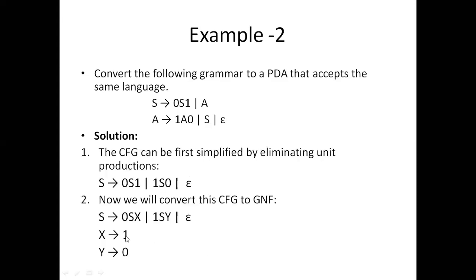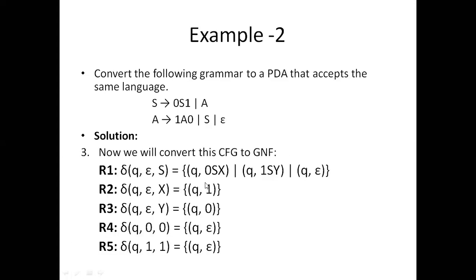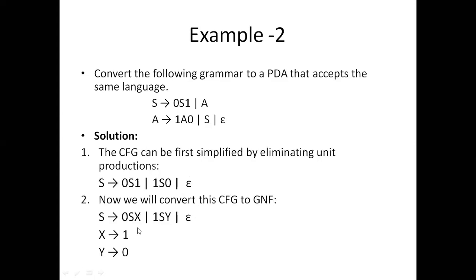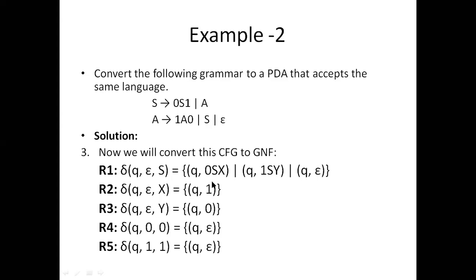Similarly, we have to add for X produces 1. What kind of rule will be there? Without consuming anything from the tape, if capital X is there on the stack top, then we have to push whatever is there on the RHS of this particular non-terminal. On the RHS we have 1, so we push 1. Similarly, we add a rule for this. Without consuming anything from the input, if Y is there on the top of the stack, then we add this rule that we are going to push 0.